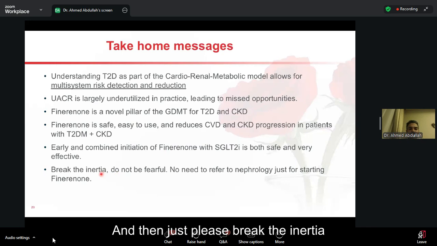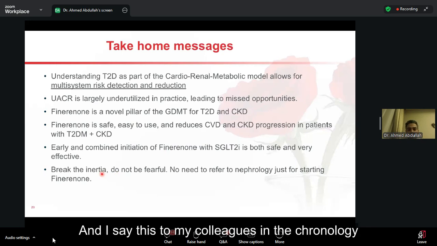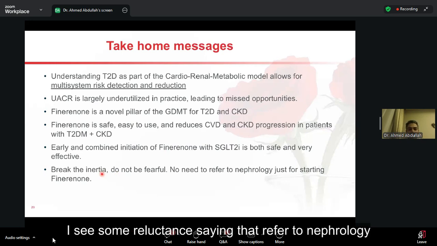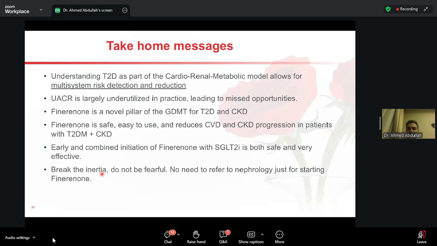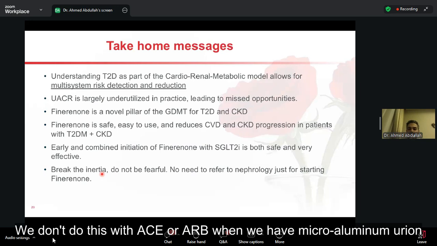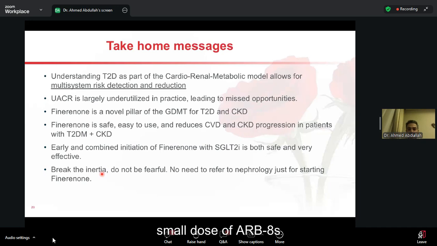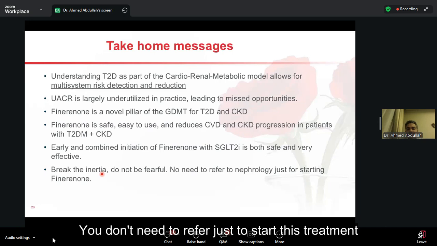And then just please break the inertia. And I say this to my colleagues in endocrinology. I see some reluctance, saying, refer to nephrology. It's their drug, it's their domain. We don't do this with ACE or ARB when we have microalbuminuria. We start ourselves a small dose of an ARB or RAS blocker. So the same principle should apply.